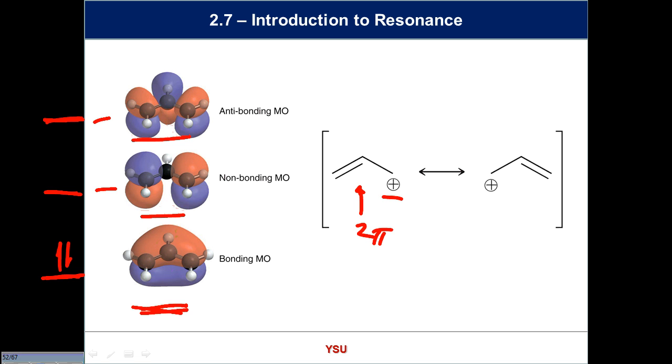So is that good or bad? Both of my electrons are in a bonding situation. Is that good or bad? Good, it's great. That's why this is a good system. You can't do that with the other system. You can't do that unless you have the pi bond.